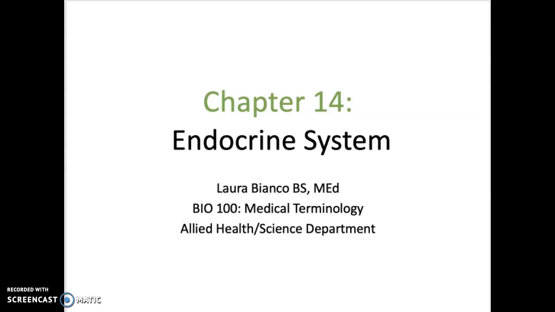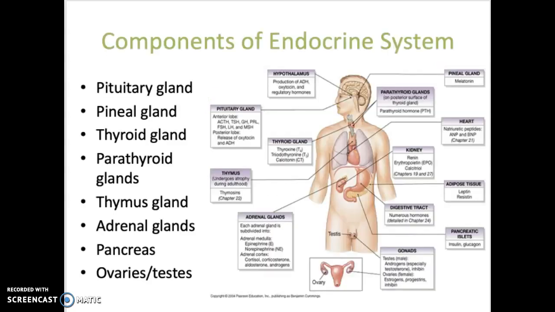Chapter 14 covers the endocrine system, which consists of the glands that secrete hormones located throughout the body. The main functions of the endocrine system include production of hormones, which serve as chemical messengers that will travel to specific tissues, target tissues in the body. And by doing this, the entire system helps to maintain homeostasis in the body.